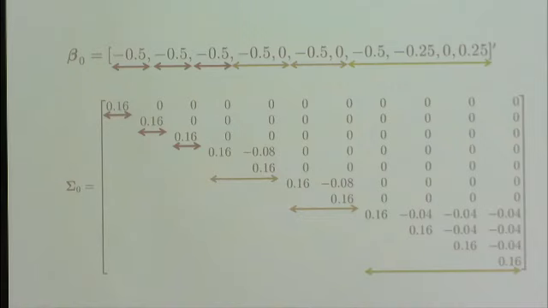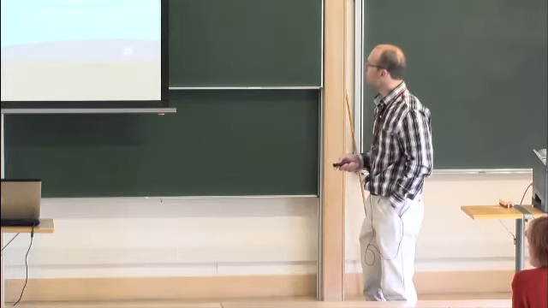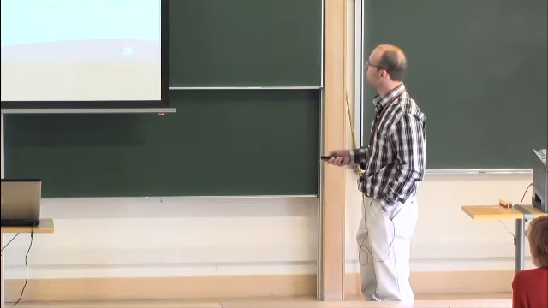Now, with each of these parameters, we also associate uncertainty, and we express this uncertainty using this variance-covariance matrix here, sigma naught. So that's the prior distribution we used to get some good computational results.